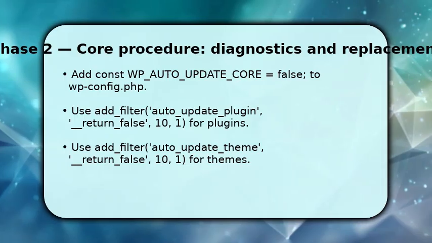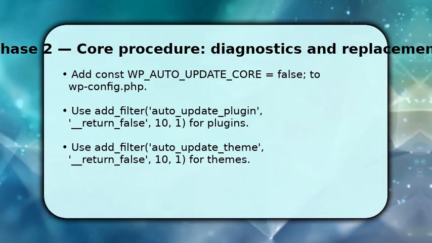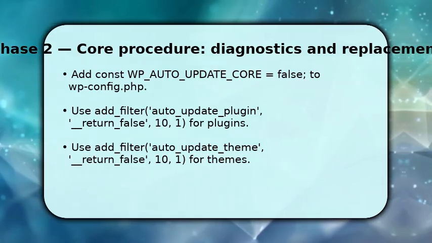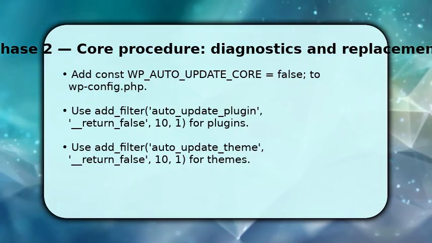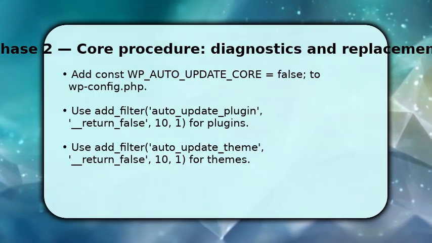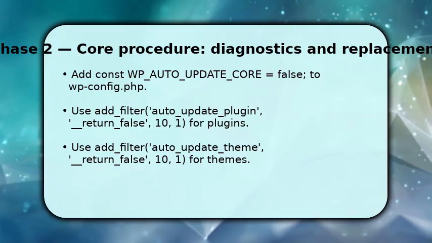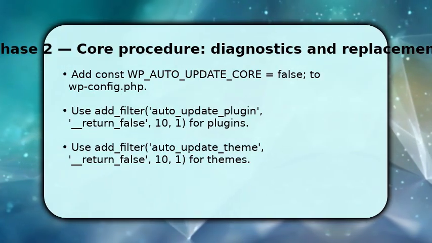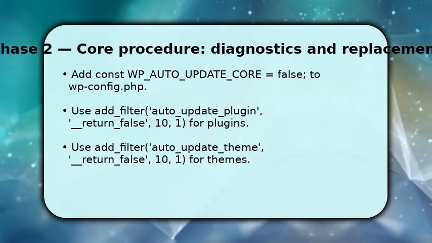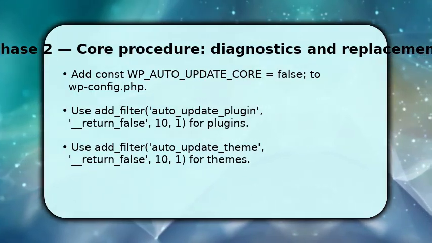Next, add plugin and theme filters in a must-use plugin or site-specific plugin. add_filter auto_update_plugin, return false, and add_filter auto_update_theme, return false. These lines tell WordPress to skip automatic plugin and theme updates. Make sure to save changes and set correct file permissions.